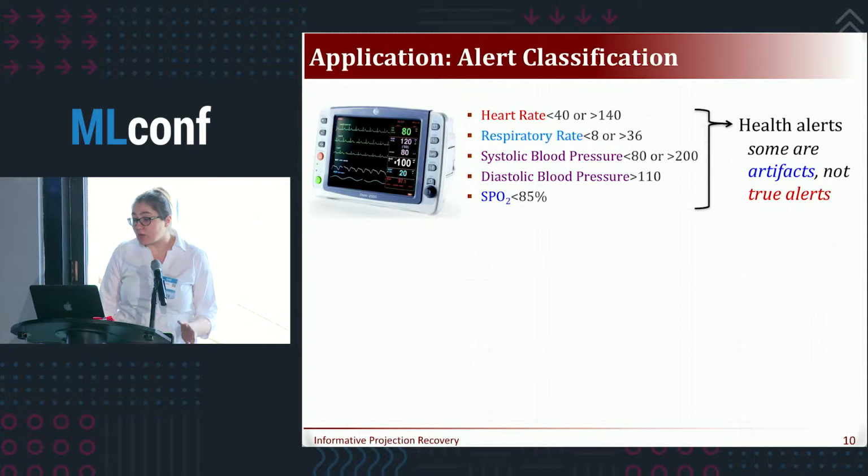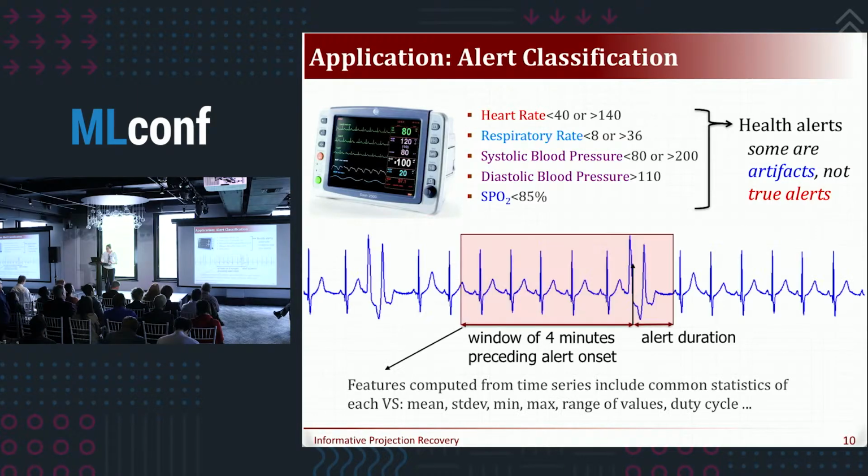Luckily, some of them are false alerts. They're called artifacts, and they're due to the limitations of the monitoring equipment. The objective is, of course, to adjudicate the true alerts and distinguish them from the artifactual alerts. We worked with multivariate vital signs that were collected non-invasively. These are heart rate, respiratory rate, systolic and diastolic blood pressure, as well as oxygen saturation. We extracted features from each signal, computing statistics for the duration of the alert window and a window of 4 minutes preceding the alert. In this case, it's not just enough to build a classifier.